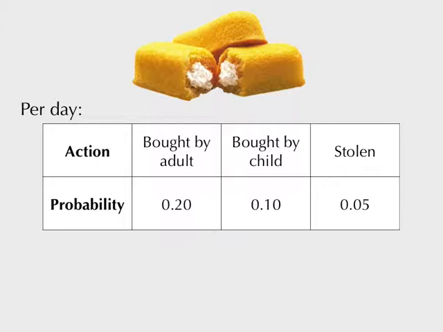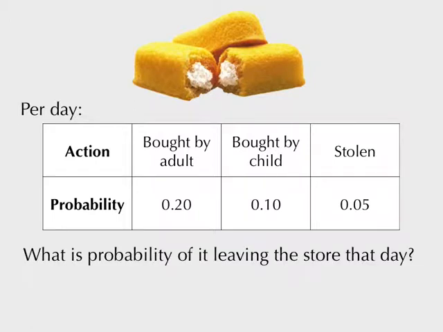So imagine I have a store, and I'm tracking what happens to my Twinkies in my store. Right? And I can say, with probability 0.2, on that day, that Twinkie will be bought by an adult. Probability 0.1, it will be bought by a child. And 0.05, it will be stolen. Okay? So those are, again, the per-day probabilities. All right. So what's the probability of it leaving the store that day? 0.35.